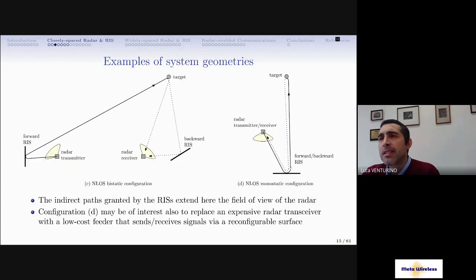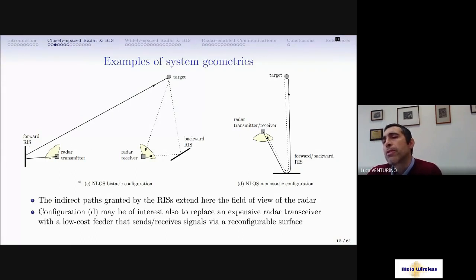Now, another interesting setup is the one I'm showing you here, where we don't have a line of sight path between the radar and the target. For example, in the configuration on the left, the radar transmitter can only observe the target by using the forward RIS. In this case, we can use the forward RIS to extend the field of view of an existing radar, which means that we can point toward directions that would otherwise not be reachable by the radar alone.